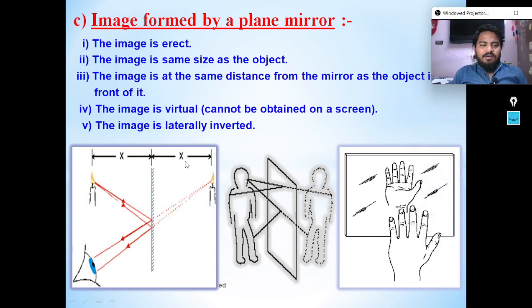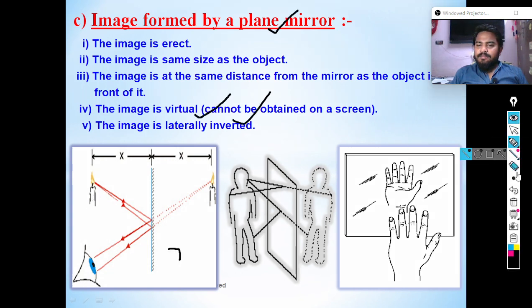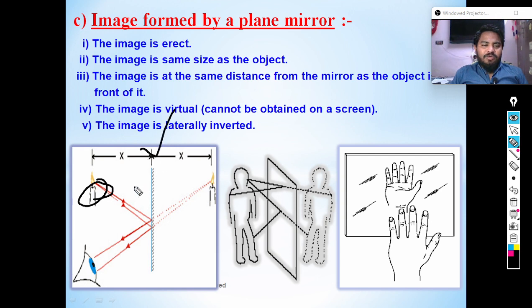If you see here, there is an object. Let's take a candle. If you observe here, this is the candle and it is the mirror, right? So here the light rays are falling on the mirror and they are reflecting back, right? We have to take minimum two light rays to trace the image.